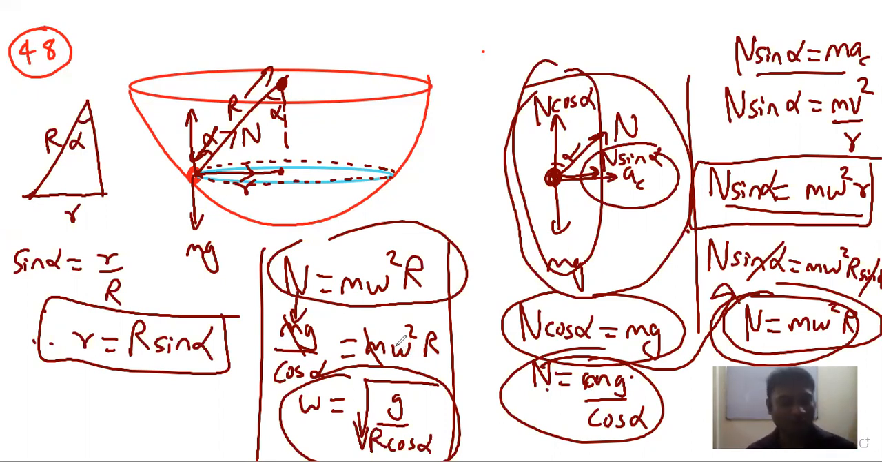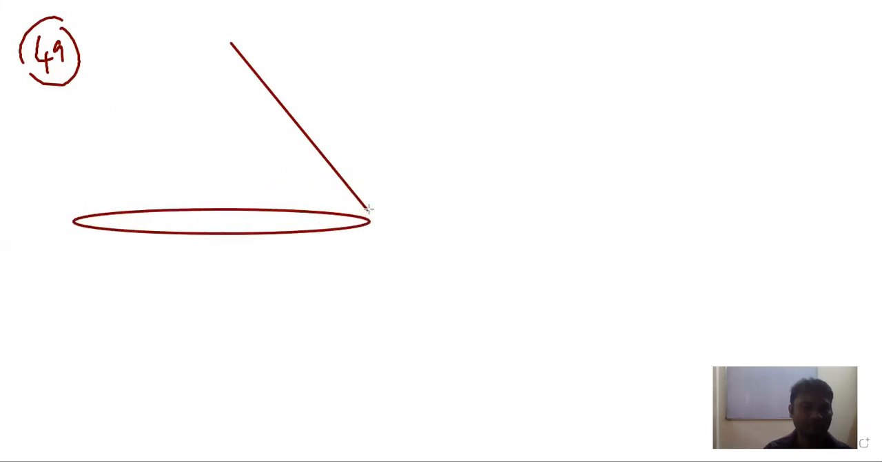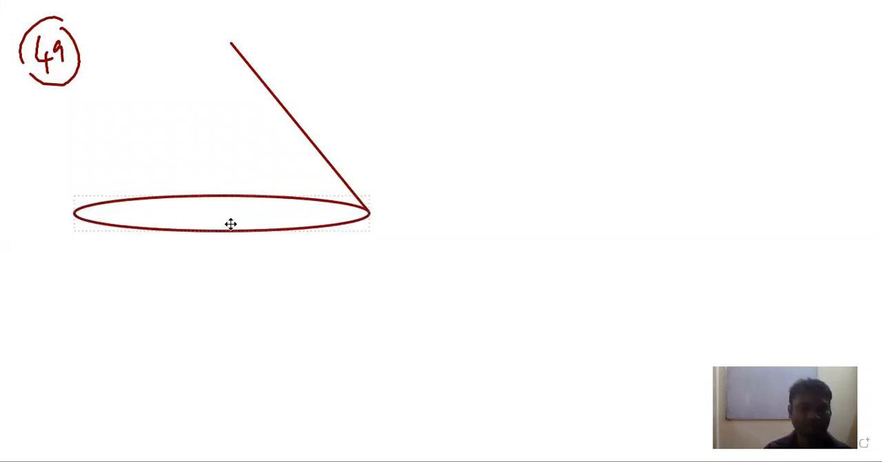After this, we move on to question 49. So in question 49, we have a conical pendulum. Let me draw a good conical pendulum. So this is our conical pendulum. Now, in this case, let us consider the vertical line here, the center. So this is the diagram.